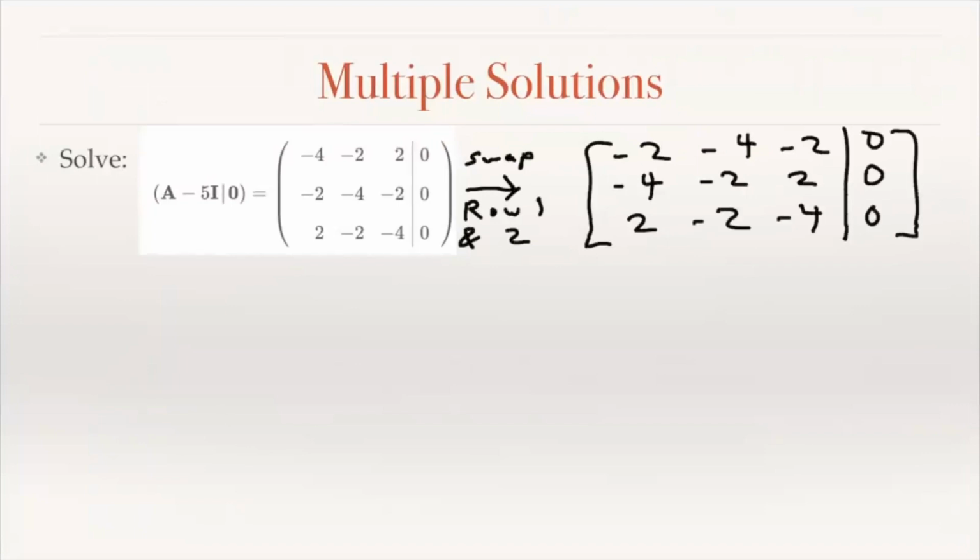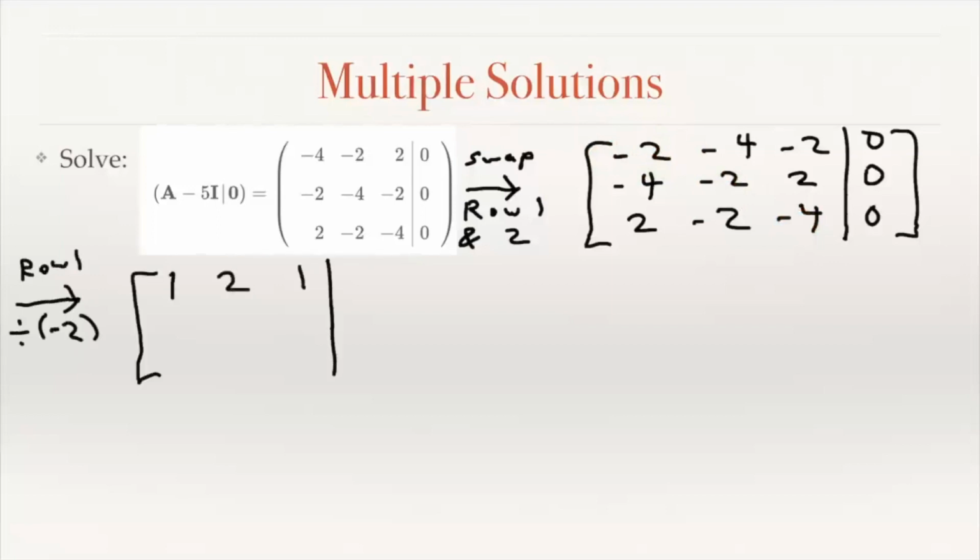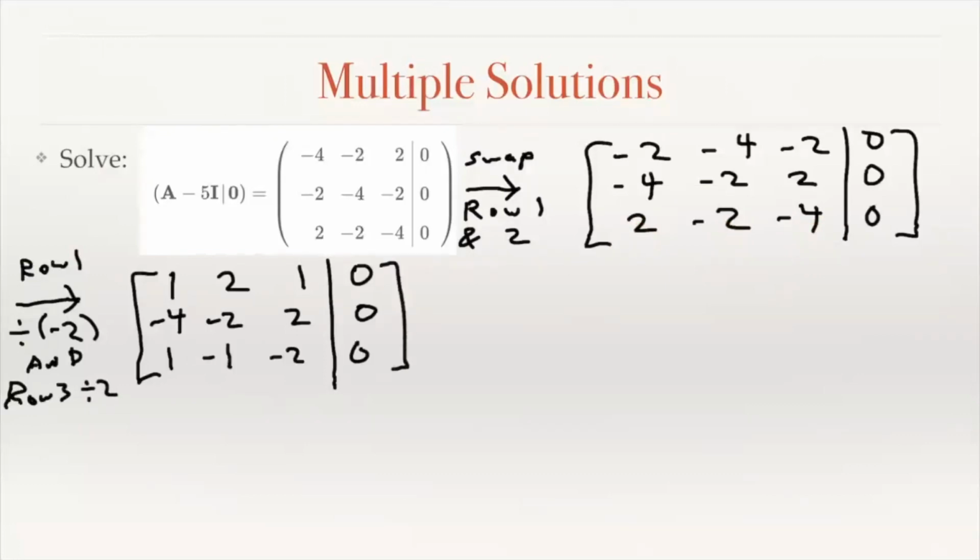And the reason that we're doing that is that now, since we want to get a 1 in the upper left, remember we want a nice diagonal of 1s ideally, we can take row 1 and divide it by -2. And now row 1 is 1, 2, 1, dividing each element of row 1 by -2. And while we're at it, let's also divide row 3 by 2. So taking row 3 and dividing it by 2, we have 1, -1, and -2.